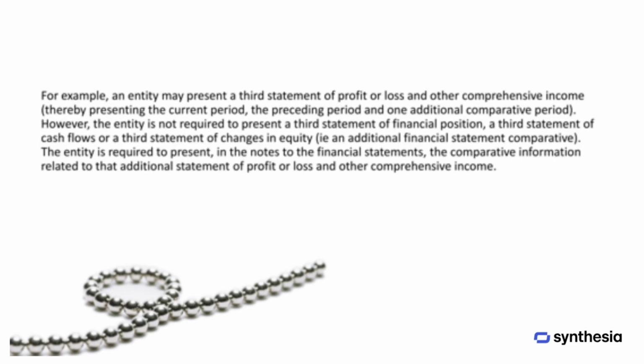For instance, an entity may choose to present a third statement of profit or loss and other comprehensive income, thereby including the current period, the preceding period, and one additional comparative period. However, it is not required to present a third statement of financial position, a third statement of cash flows, or a third statement of changes in equity. Instead, the entity must disclose the comparative information related to the additional statement of profit or loss and other comprehensive income in the notes to the financial statements.